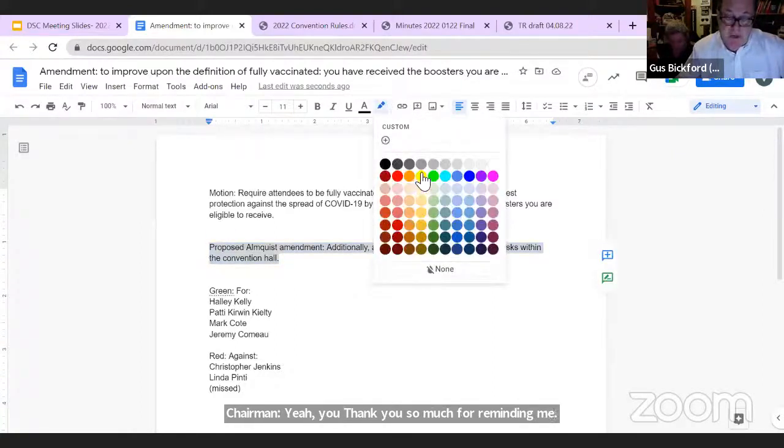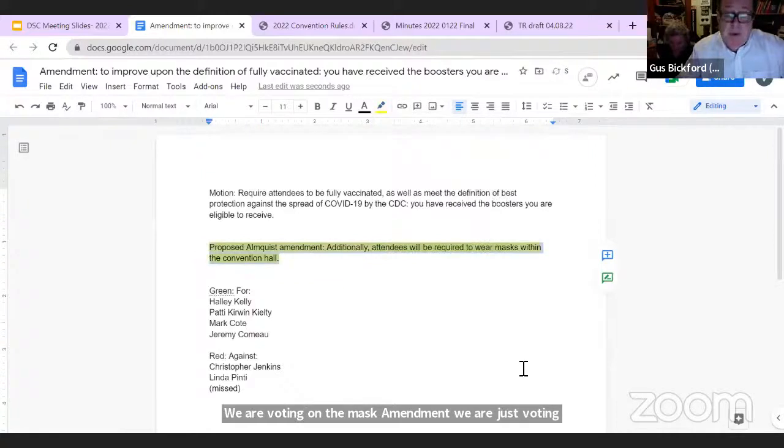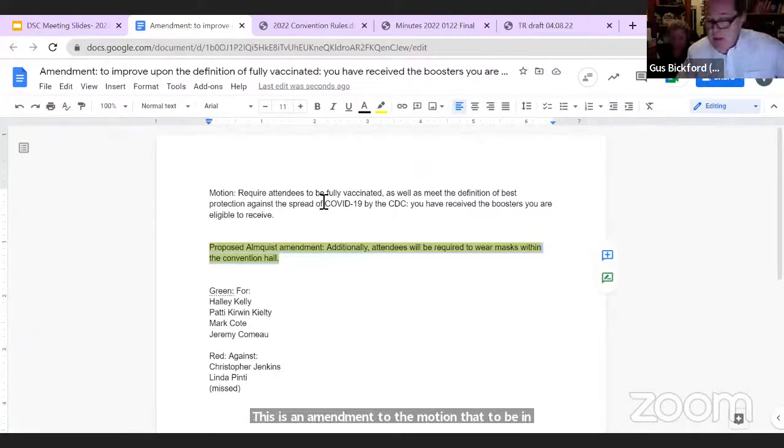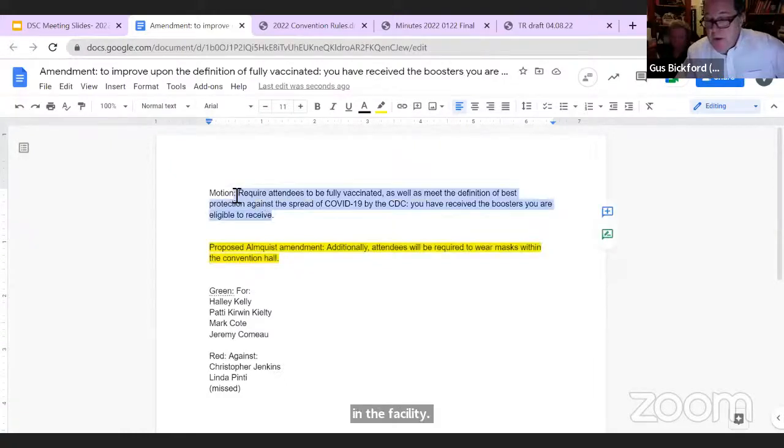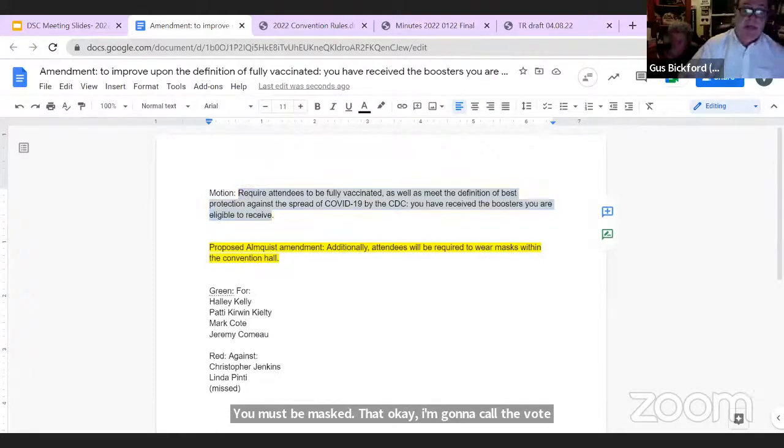If you want to change, you are able to change your vote. Wearing a mask at the convention. This is an amendment to the motion that to be in the facility, you must be masked. Okay, I'm going to call the vote right there. It is right now significant. It's 118 to 18, 118 to 18.